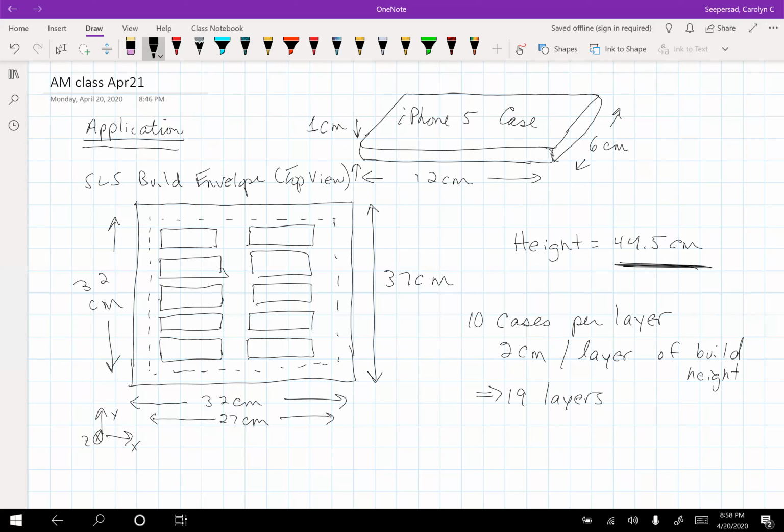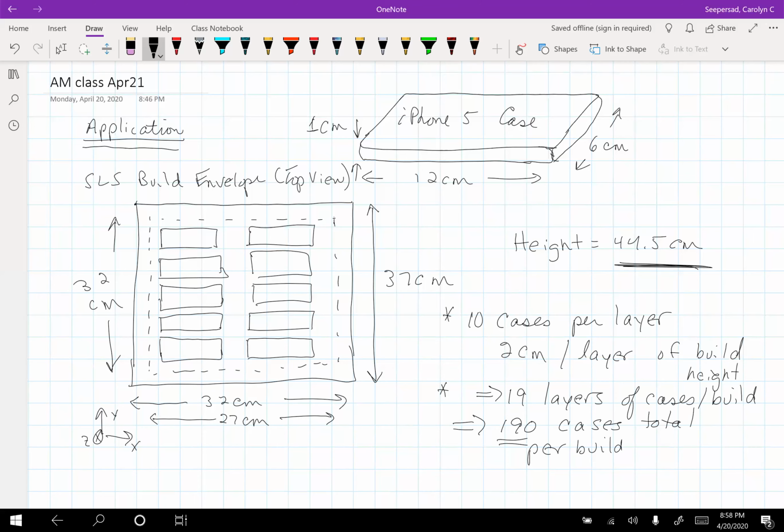Okay? If it's 10 cases per layer and 19 layers of them, then that implies that we can do 190 cases total per build. Right? 19 layers of cases per build. Okay. 10 cases per layer. 190 total cases that we can build per build.